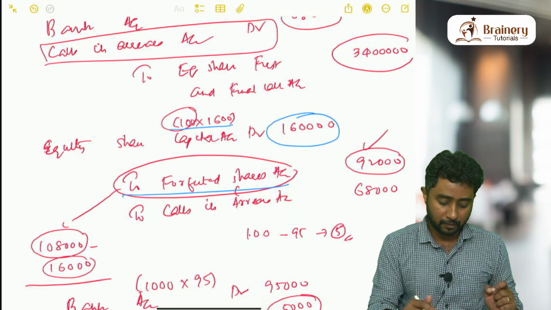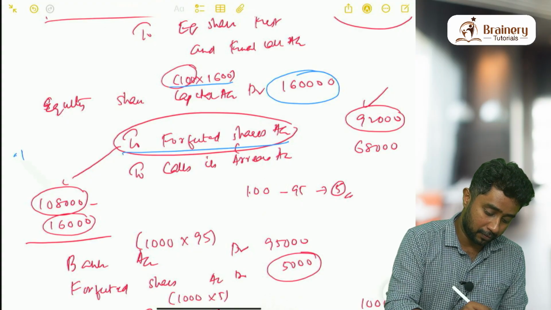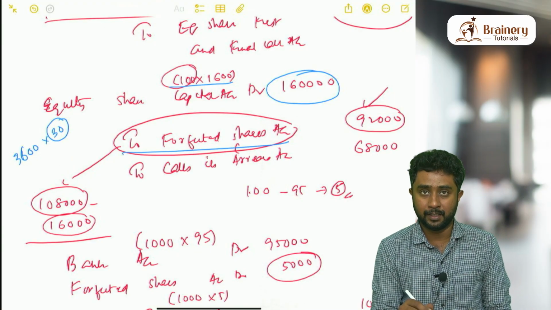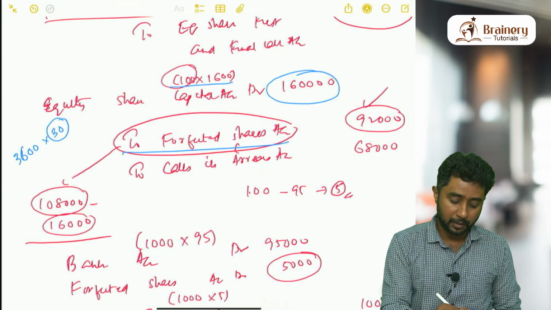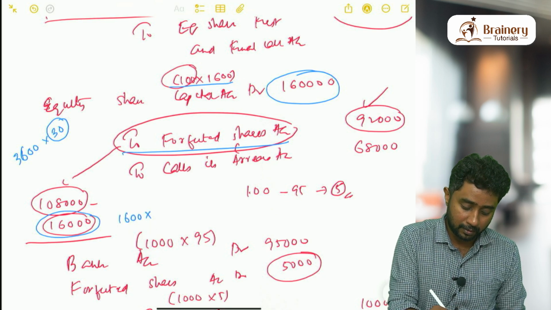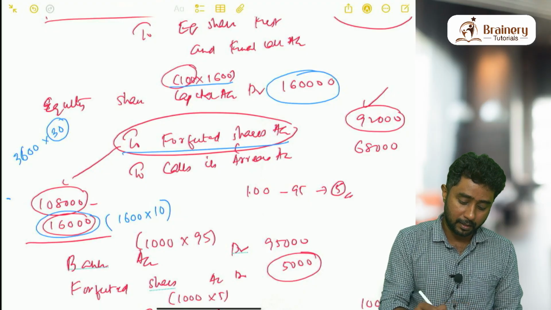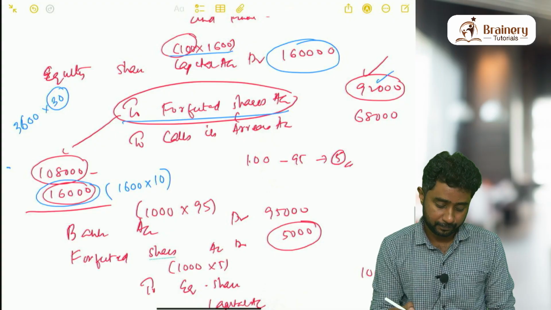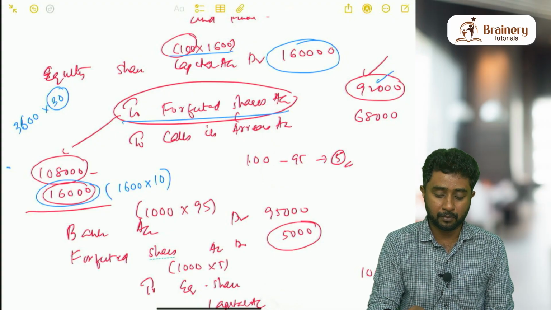For the forfeited shares account, the formula is like this: total amount that we received from the shareholder. The shareholder has applied for 3,600 shares by paying 30 rupees each. So we got 1,08,000 from the shareholder, minus the premium that he paid for the allotted shares. Allotted shares is 1,600, premium is 10 rupees. So we are removing that. The remaining amount is what we are showing as 92,000. Call scenarios we have recorded the same as before, 68,000.